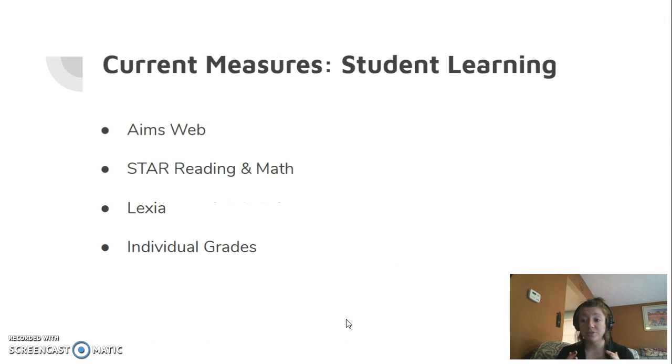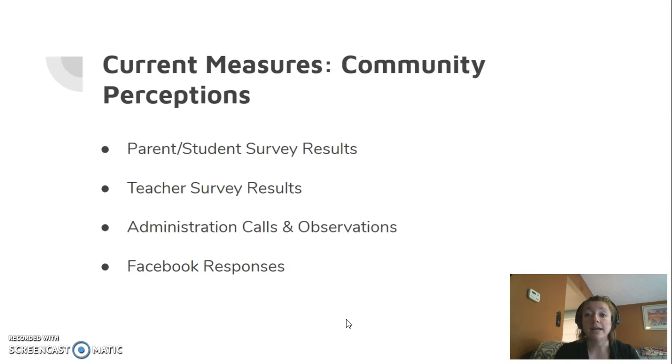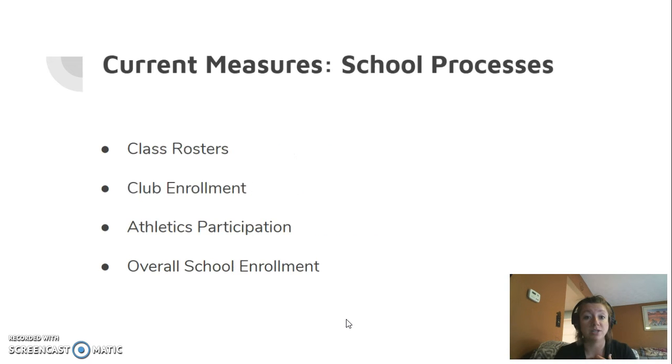So our current measures under student learning, of course, we're using assessment tools such as Ames Web, Star Reading, Star Math, Lexia, and individual grades. So these are things that we're already doing. Next, in community perceptions, we're taking surveys. We're taking into account the things that parents are saying to us via social media, Facebook Messenger, text messaging, informal conversations that we're having with community members. And then also, of course, the surveys that come from us as teachers and administrators.